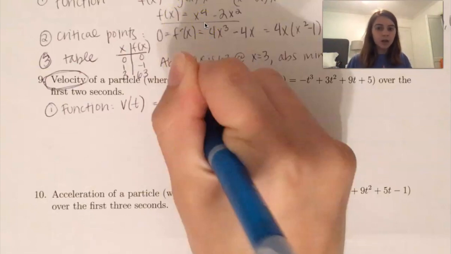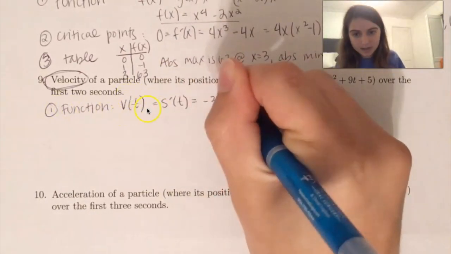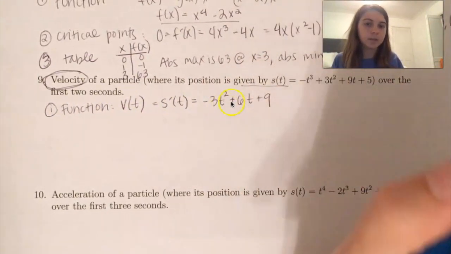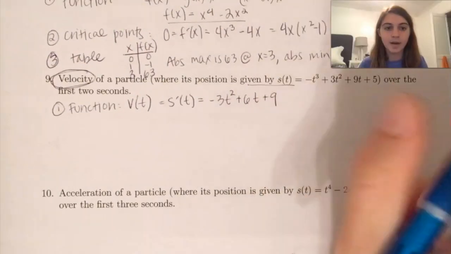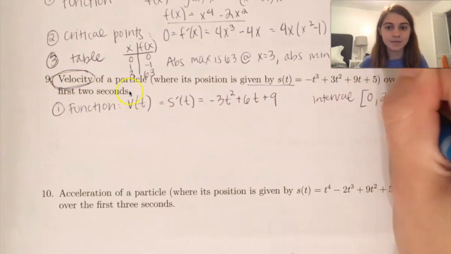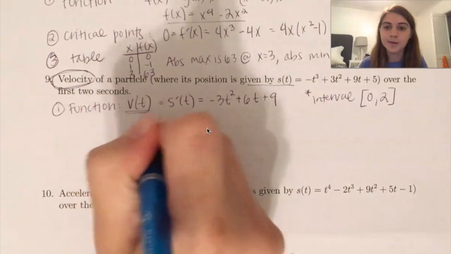This one, we actually have to take the derivative of the position function, because if you remember, the derivative of position is the velocity function. So we're taking a derivative just in the locate step, and then we're going to have to take it again in the critical points. We're locating the velocity function, which is s prime of t, and that is negative 3t squared plus 6t plus 9. Also our interval is 0 to 2 because it says this is the first 2 seconds. So yeah, you kind of have to interpret those a little bit.